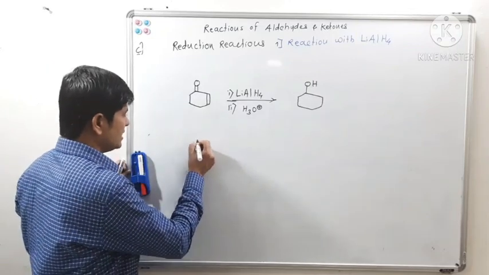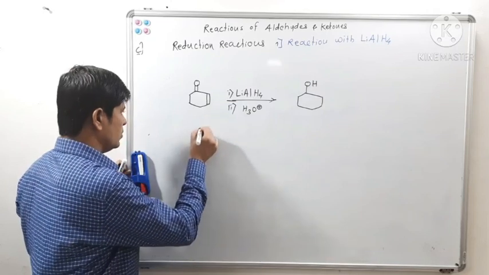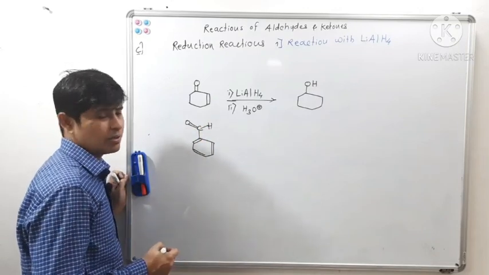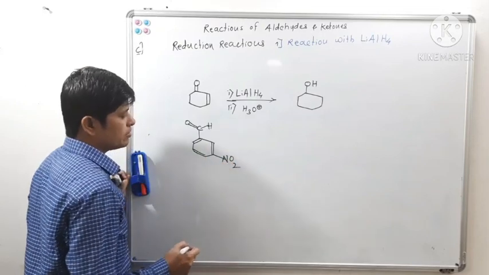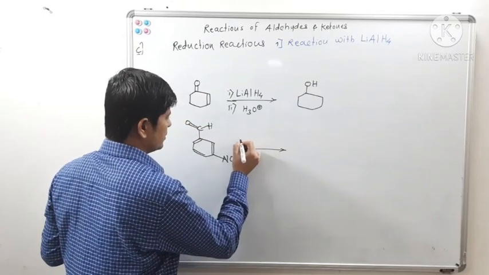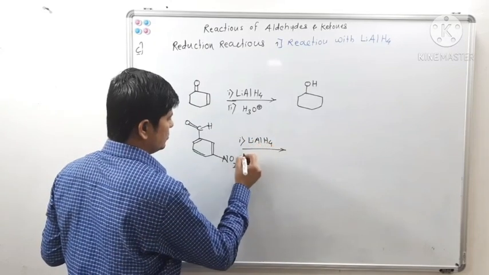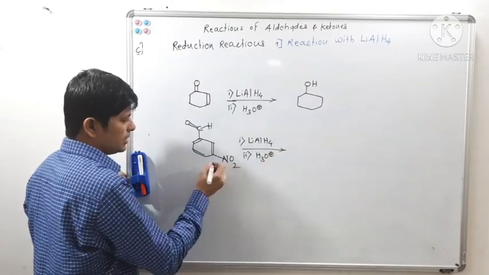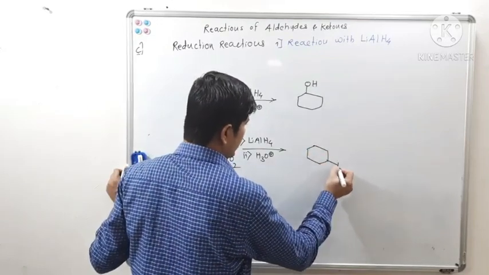Similarly, suppose we react this, what is this? Benzaldehyde. This is what we have seen, reduction of benzaldehyde with lithium aluminum hydride. But if we have meta-nitrobenzaldehyde and we are reacting this with lithium aluminum hydride, LiAlH4, what will happen? This nitro group will also get reduced into amino functionality.